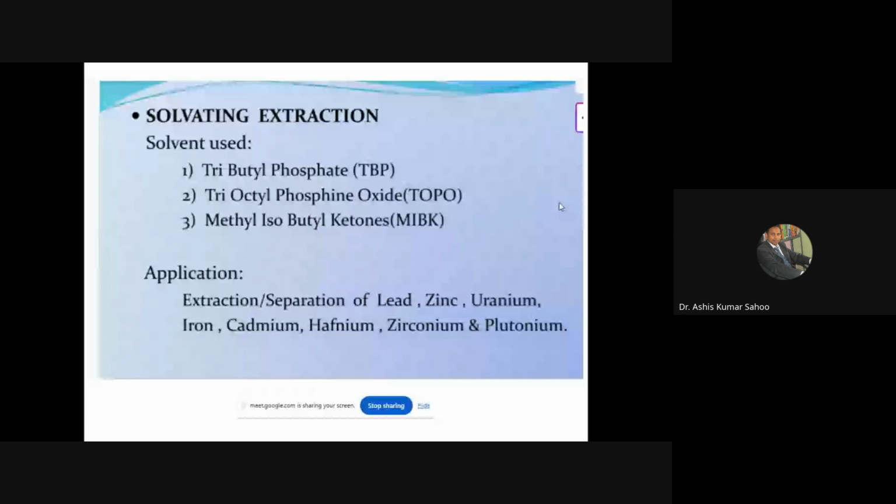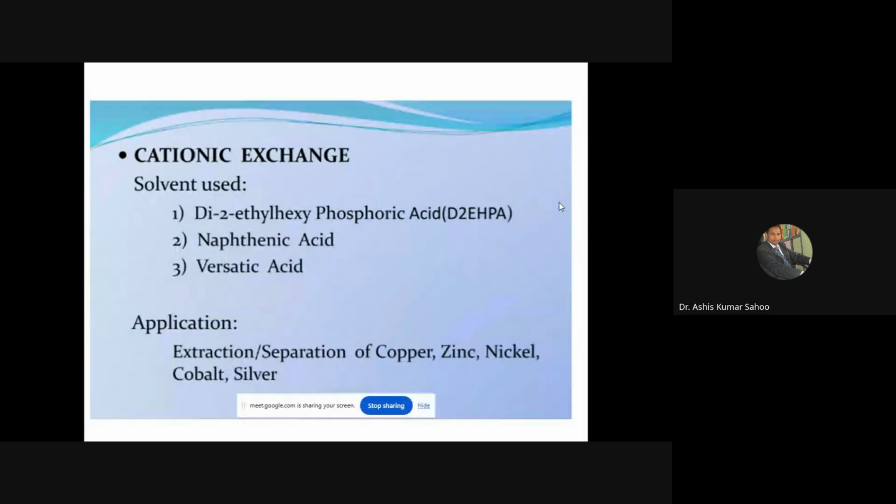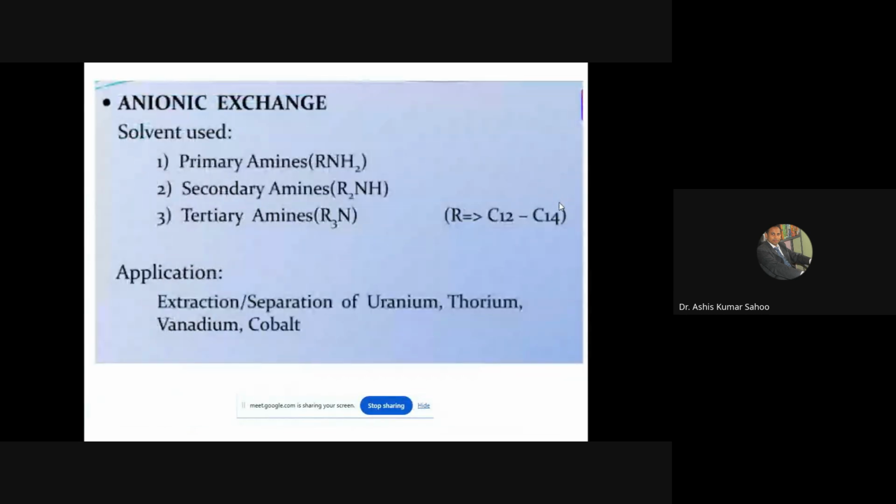Different solvent extractions. Solvent extraction uses trialkyl phosphate and thiazolidine. Cationic extractions are used for copper, zinc, nickel, cobalt, and silver. In anionic exchange, the solvents used are primary, secondary, and tertiary amines. These are used for the separation of uranium, thorium, vanadium, and cobalt.